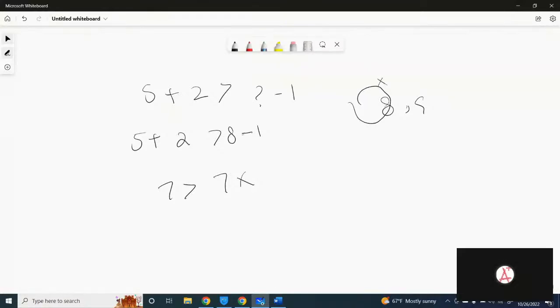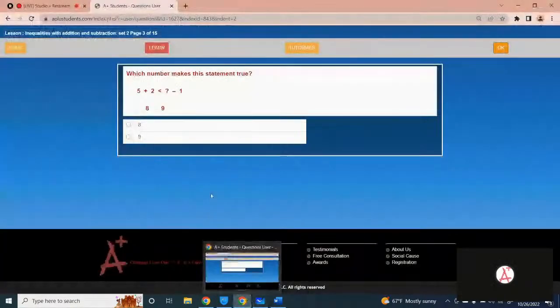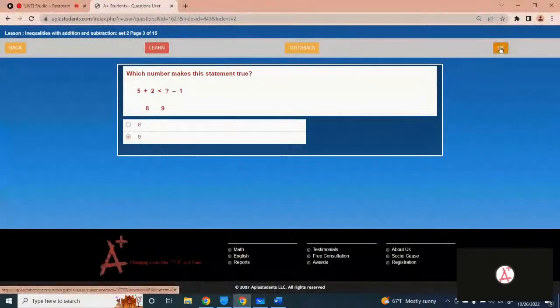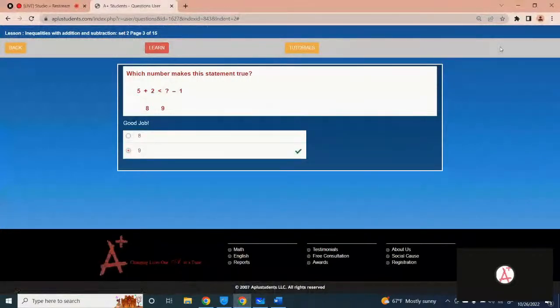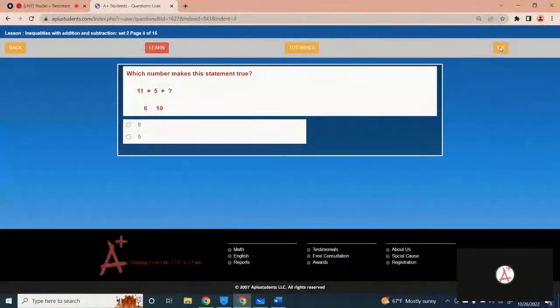Got it? Let's check for the 9. So 7 is greater than 9 minus 1. 9 minus 1 is 8. 7 is greater than 8? Yes, it is. So the correct option is 9. Got it? 9 is the number that makes the statement true. So just select the correct option and then click on the OK button. Okay, the next one is 11 equals 5 plus the missing number.